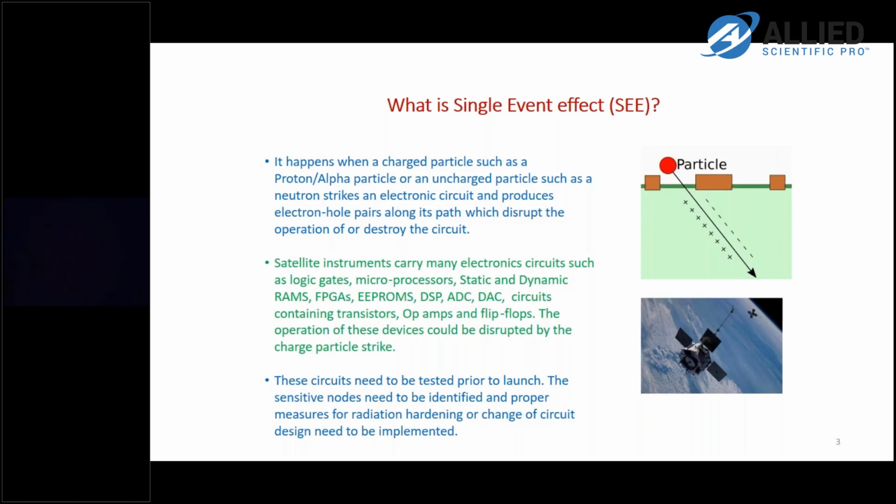Now, these satellite instruments carry many electronic circuits and devices, and these electronic devices, which I mentioned here, get bombarded by the charged particles from space, and they could get damaged, or their operation could be disrupted. So all these analog to digital converters, EEPROMs, FPGAs, SRAMs, microprocessors, they're all susceptible to bombardment by charged particles in space. So they need to be tested prior to launch, and the managers have to decide if there's a need for radiation hardening or change of design. And the sensitive nodes of these circuits have to be identified clearly, and measures have to be taken to remove this sensitivity by either hardening or change of design.